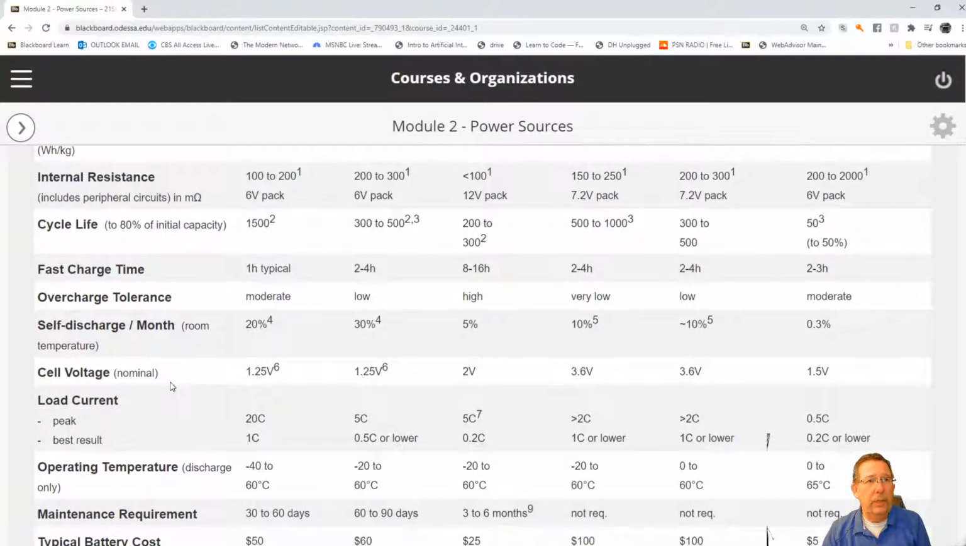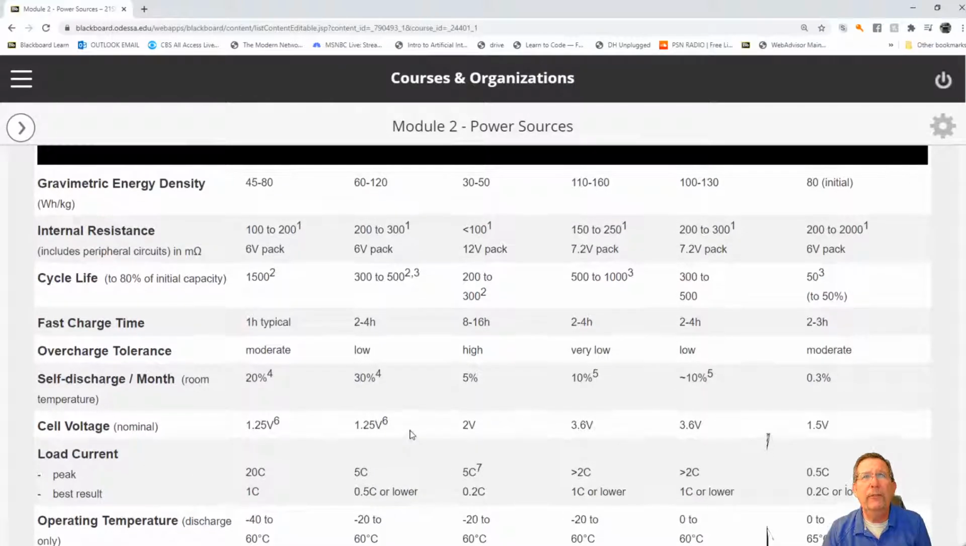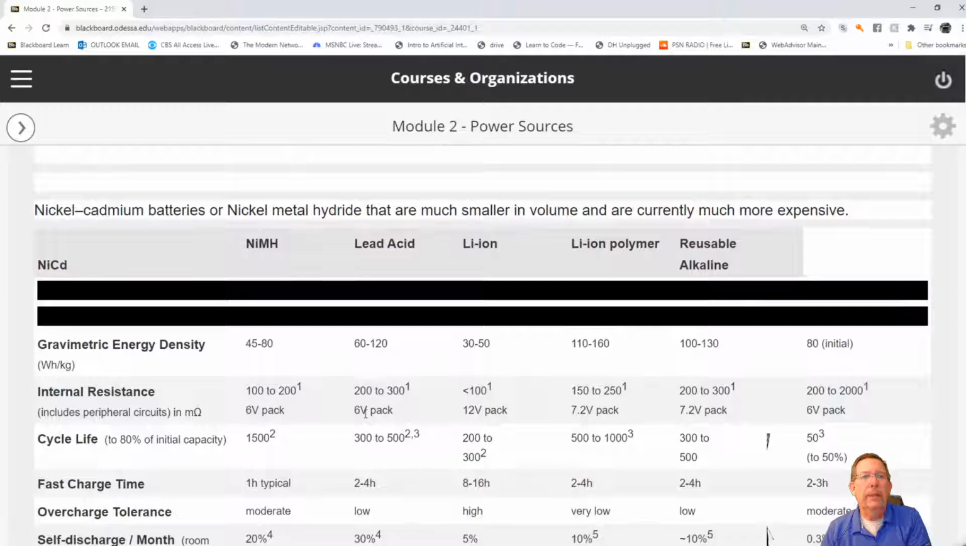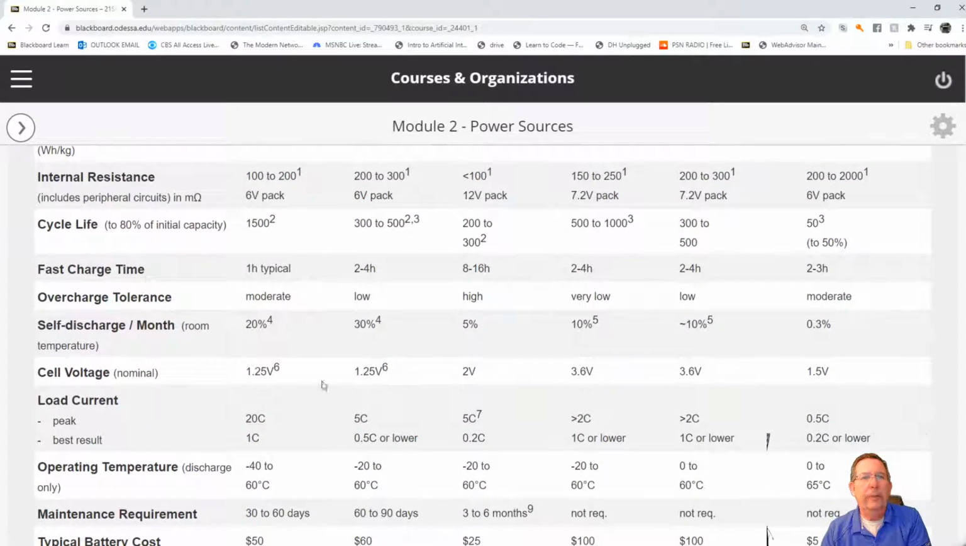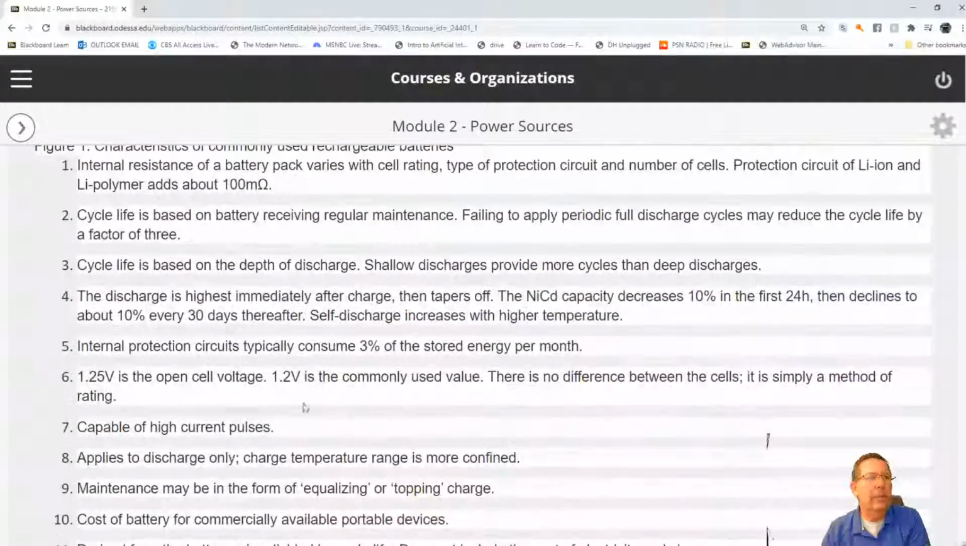But the cell voltage on them. If you've looked at rechargeable batteries, this is an alkaline. This actually says 1.5 volts, right? This is lead acid. Relatively speaking, they say the same thing. I wonder what the 6 is. Let me see if the 6 is in here. 6 is 2.5 volt is the open cell voltage. 1.2 is nominally used. There's no difference between the cells. It's simply a method of rating.